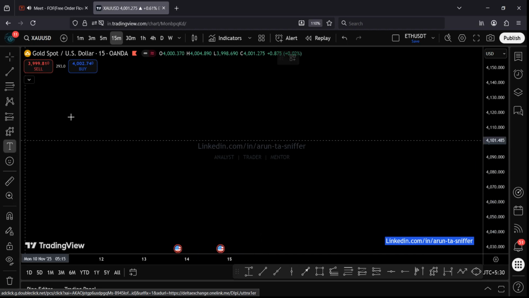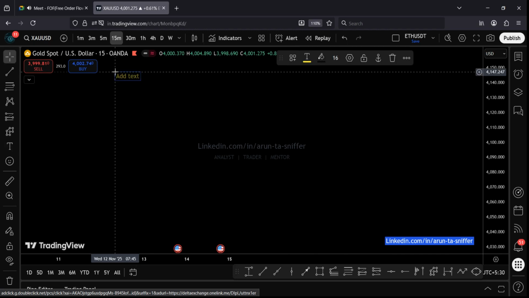Okay, I will write these conditions. Number 1 condition is price is reacting to a true zone in the HTF, higher time frame. HTF or LTF, both will work, no problem.